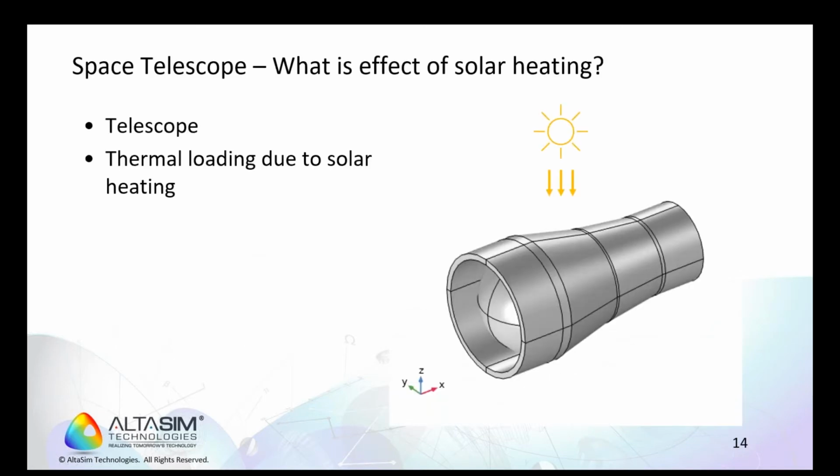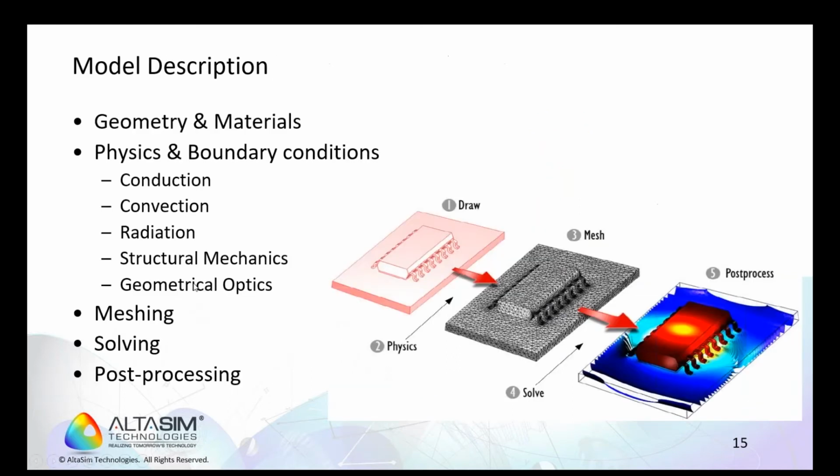Okay, so the overall engineering challenge is to determine the optical performance of a telescope that's being heated by the sun. And the sun's going to generate a local heating based on the orientation of the telescope. Now, the demo is going to walk you through the 5 major steps of the simulations. These 5 steps are geometry and materials, physics and boundary conditions, meshing, solving, and post-processing. The physics will include heat transfer by conduction, convection, and radiation. And then there'll also be structural mechanics and geometrical optics.